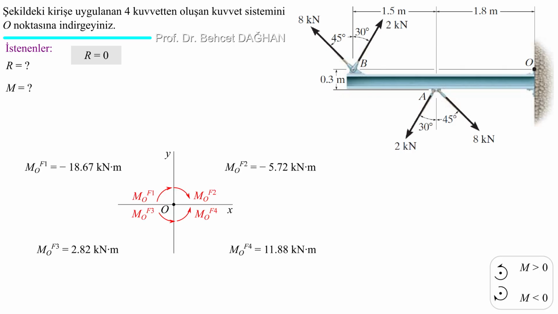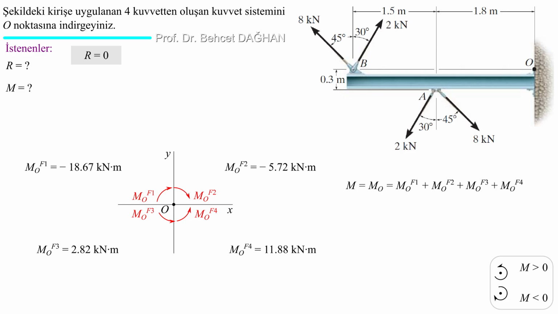Let's add the moments of the couples. Some are positive, some are negative. These are all parallel to each other. That is, all moment vectors are perpendicular to the paper plane, parallel to each other. So we can sum them as scalars. We consider their directions with plus and minus signs. The negative ones are inward from the paper plane, the positive ones are from the paper plane towards us. With the right-hand rule, we can see the directions of these vectors.